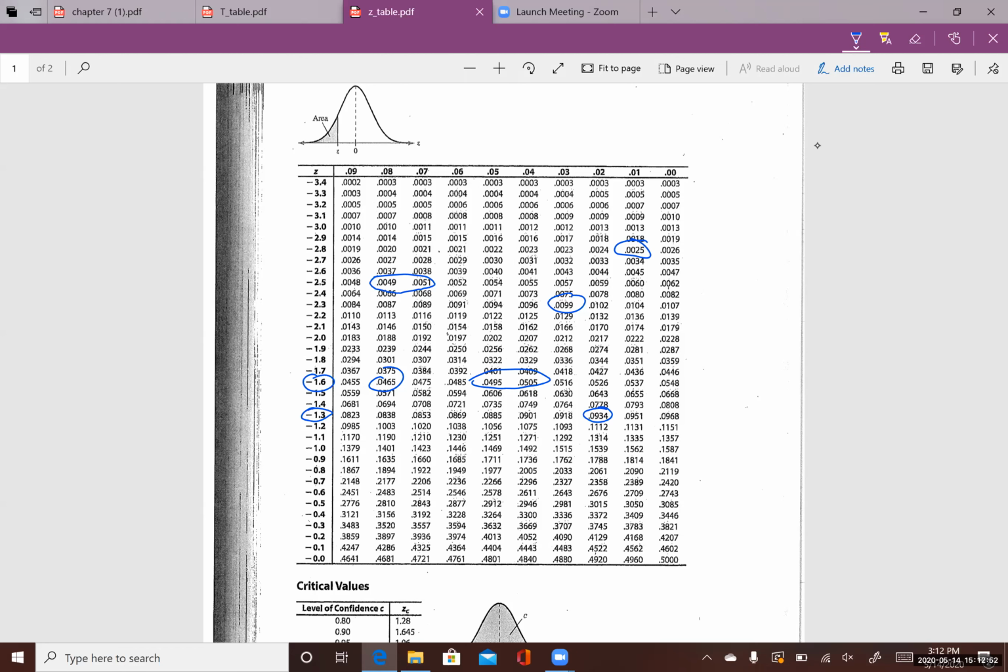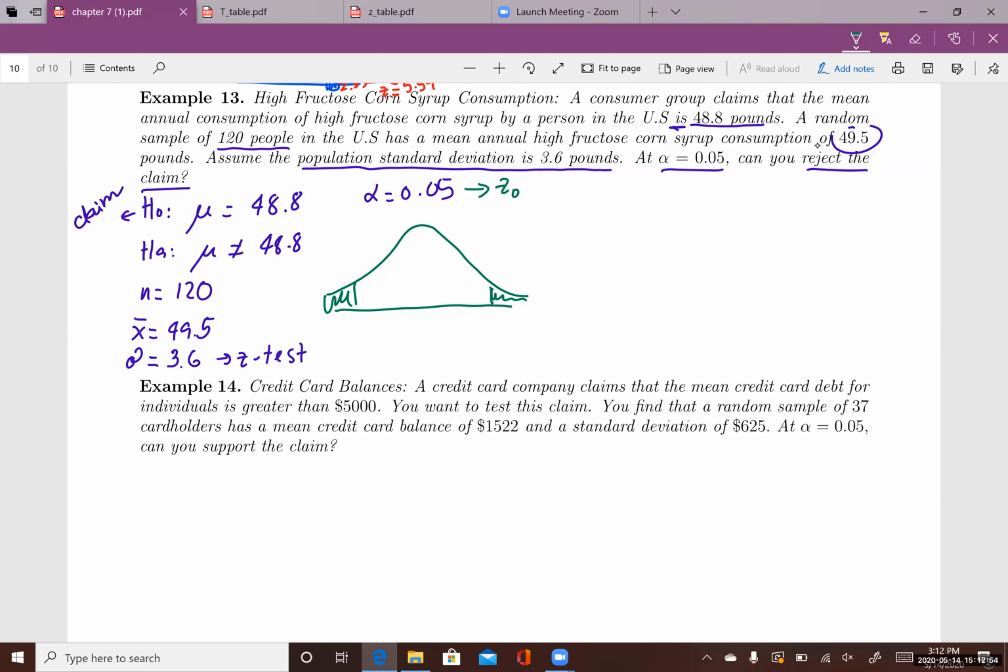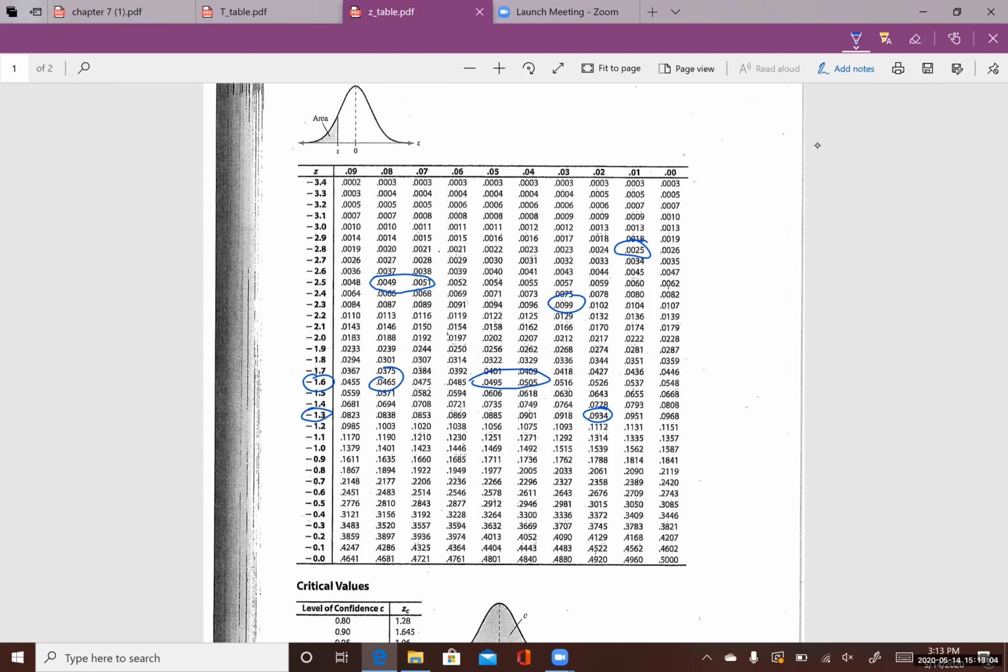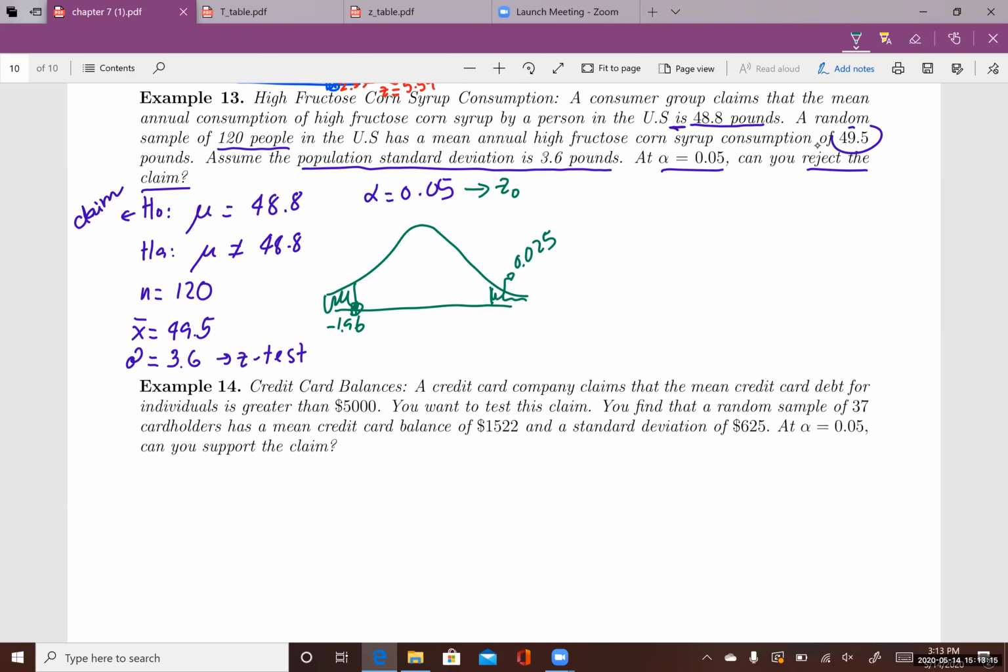So the z value is 0.05, so each of these areas here is 0.025. So 0.025 should be here. It's 1.96. So negative 1.96, positive 1.96. Equals plus or minus 1.96 because it's a two-tailed test, so you have two values, one positive and one negative.